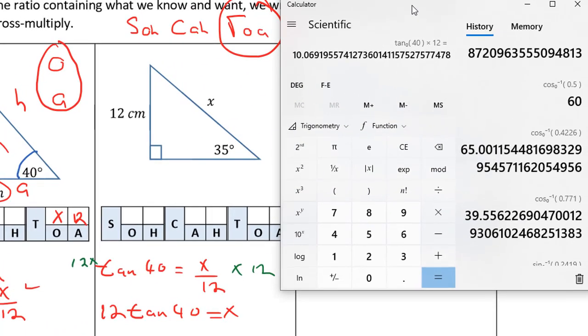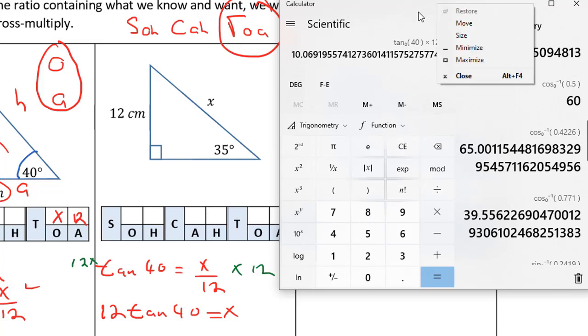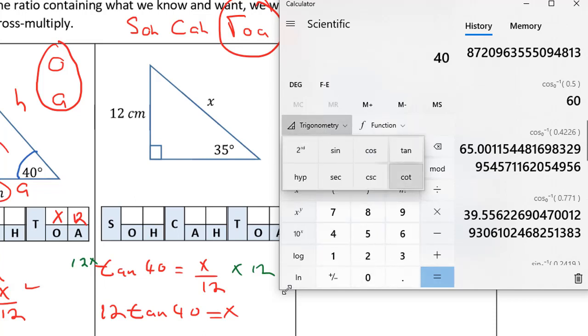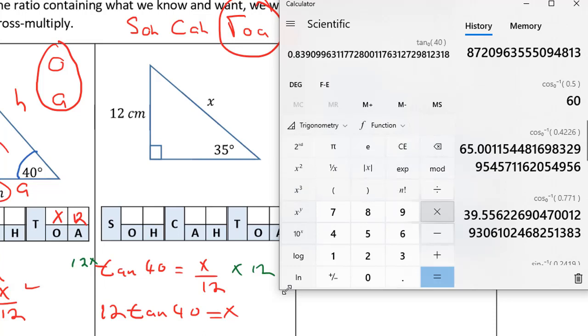Now let me show you how you can type this in on your calculator. Now again, the Windows calculator is a backwards calculator. So that means that I have to start with the 40 degrees. So I'm going to go 40, and then I'm going to go into my trig functions and tangent, and now I'm going to go times 12 and equals. And you'll see that I get 10.069195555. Basically, I get the same answer, but I did it all in one step.